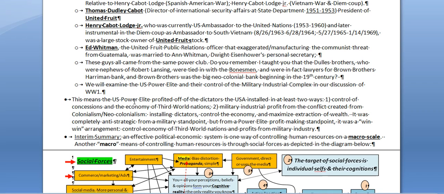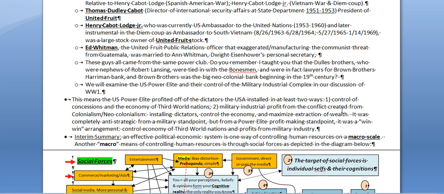So this means the U.S. power elite profited off of dictators the USA installed in at least two ways. One, you control concessions and the resources and economy of third world nations. Two, the military industry profits off of the conflict created by supporting the colonialism and neocolonialism in those countries, installing dictators, controlling the economy, maximizing the extraction of wealth out of there, squeezing every last penny out of there.